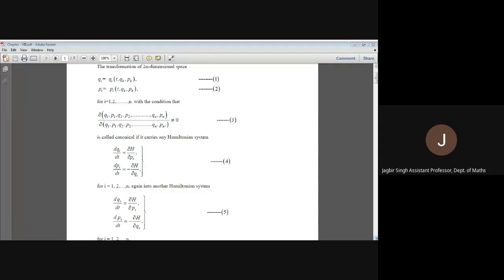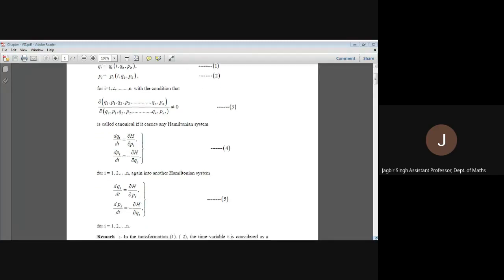I request you people to mark the notations for the new coordinates in equations 1 and 2. This is qi tilde, pi tilde. In equation 3, all the variables in the numerator will have the tilde sign with them. And then in equation number 5, all the coordinates as well as the function h will be marked with the tilde sign.